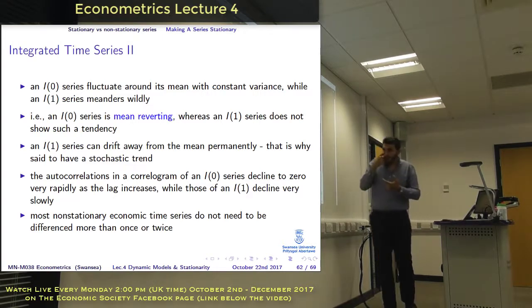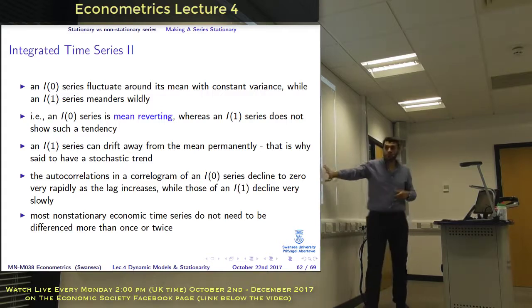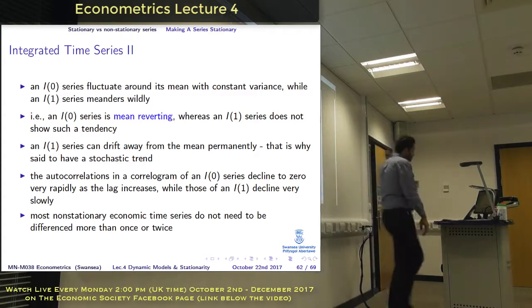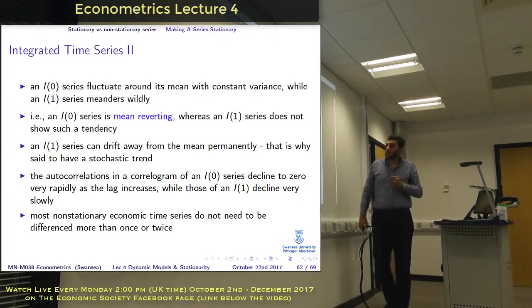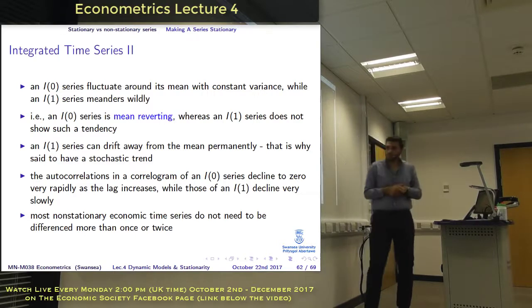The autocorrelations in a correlogram of an I(0) series decline to 0 very rapidly as the lag increases, while those of an I(1) series decline very slowly, and we show this in the first example.